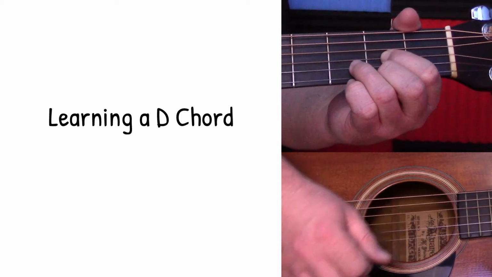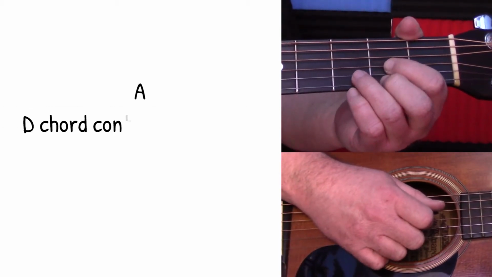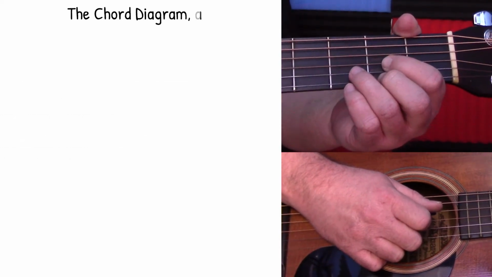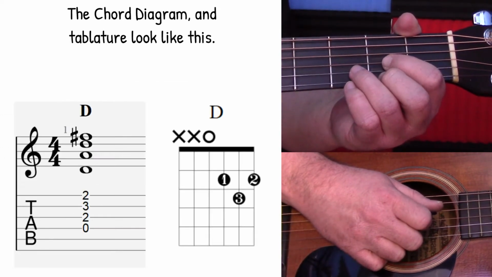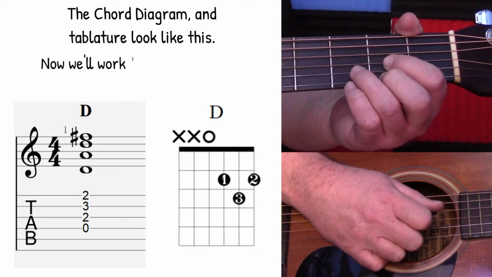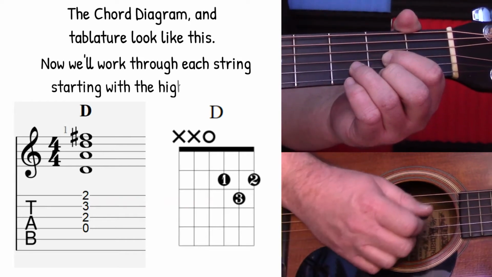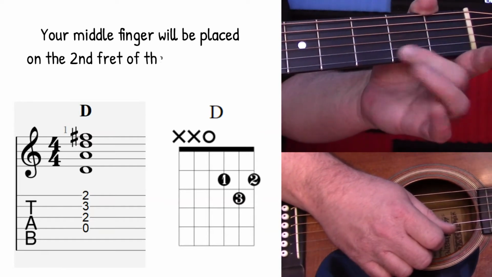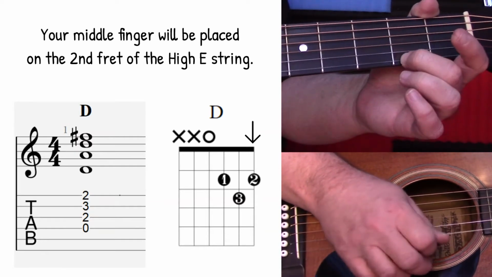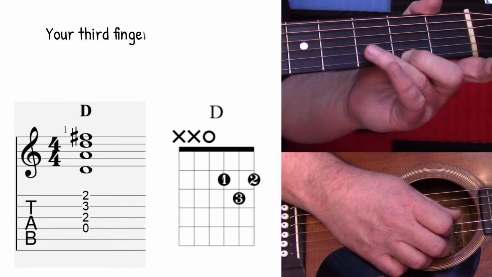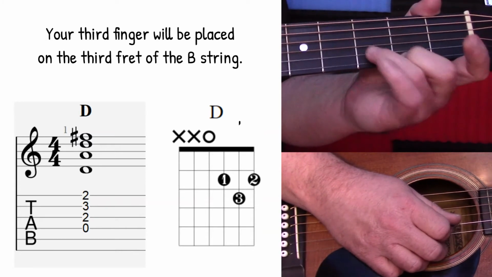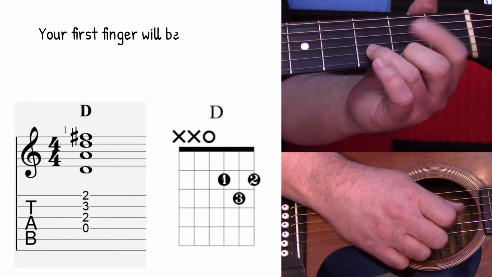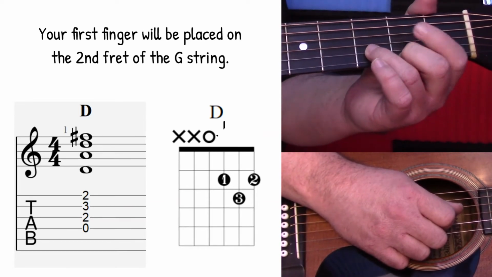Learning a D chord. A D chord contains the notes D, F sharp, and A. The chord diagram and tablature look like this. Now, we'll work through each string starting with the high E string. Your middle finger will be placed on the 2nd fret of the high E string. Your third finger will be placed on the 3rd fret of the B string. Your first finger will be placed on the 2nd fret of the G string.